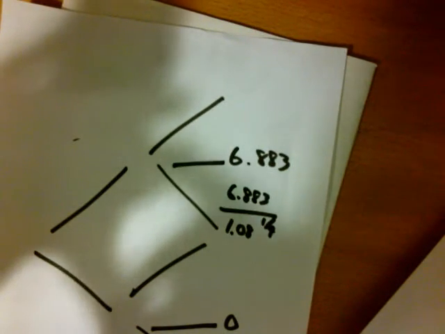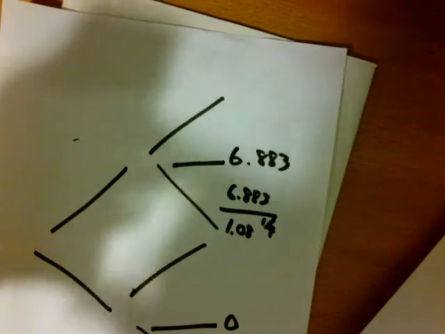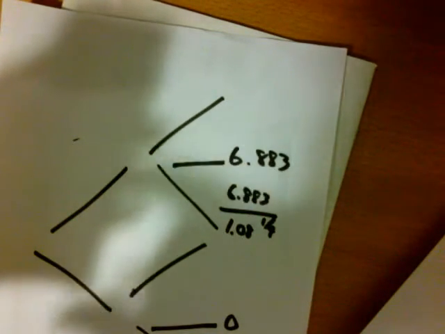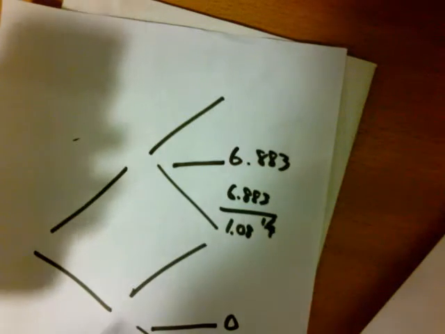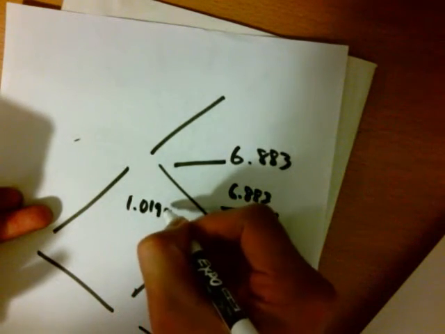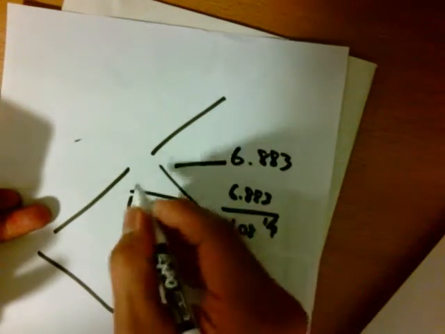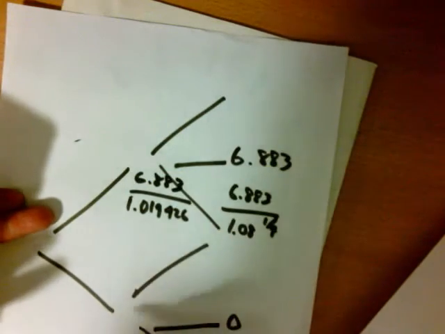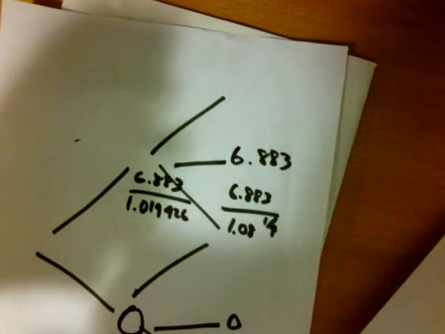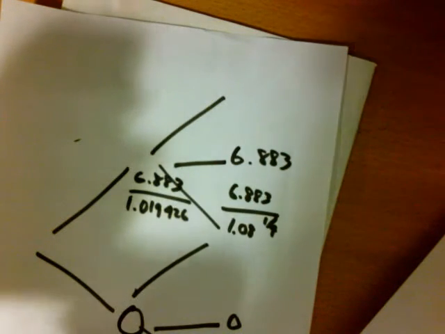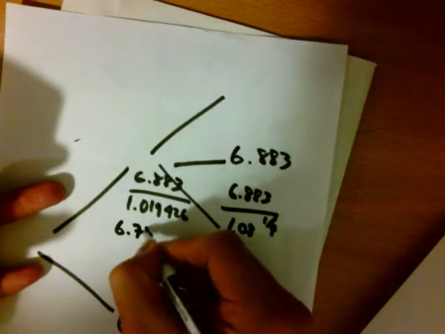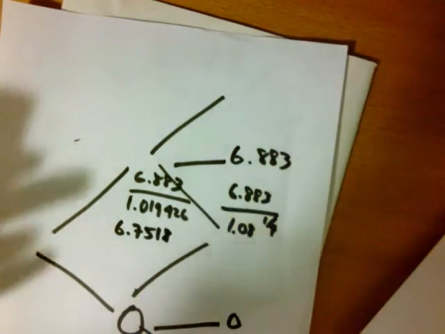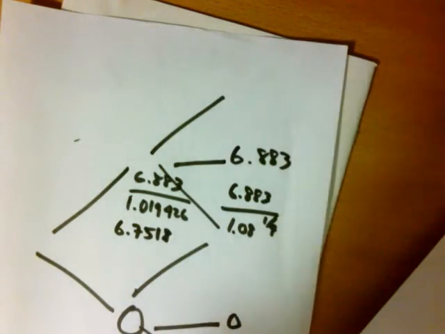If I do that, 1.08 to the 1/4 power is 1.01942. 6.883, this is 0. 6.883 divided by 1.019426, you should get 6.7518. And this is 0. Okay? All right.